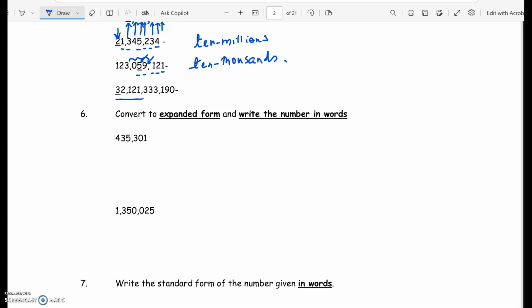Now let's look at the next number. This is the ones period. This is the thousands period. This is the millions period, and this is the billions period. The number right before the comma is in the billions, and the one to the left of it is in 10 billions.